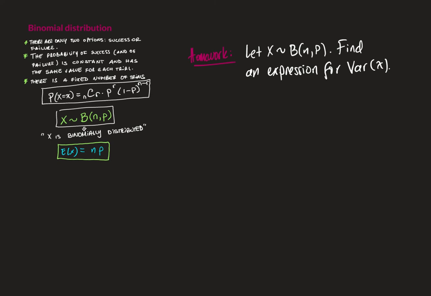Now it's your turn. Given that x is binomially distributed with n number of trials and a probability of success equal to p, can you find an expression for the variance of x?